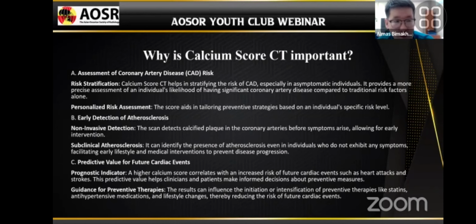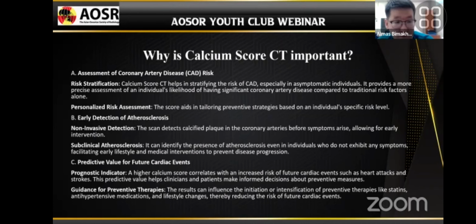Also, personalized risk assessment. The score aids in tailoring preventive strategies based on an individual's specific risk level. The second, early detection of atherosclerosis. It is non-invasive detection. The scan detects calcified plaque in the coronary arteries before symptoms arise, allowing for early intervention. Subclinical atherosclerosis: it can identify the presence of atherosclerosis even in individuals who do not exhibit any symptoms, facilitating early lifestyle and medical interventions to prevent disease progression.